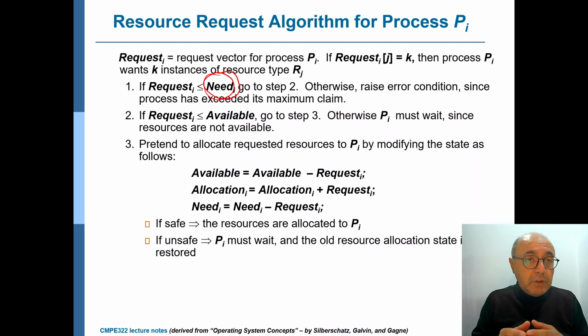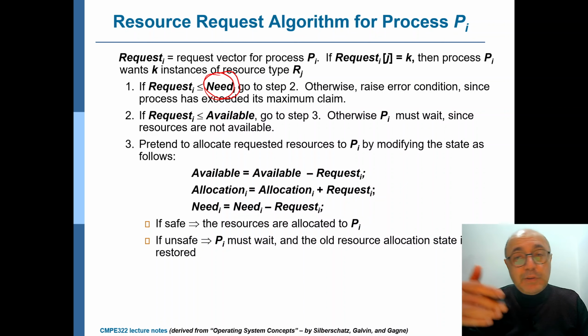If somehow your request exceeds that, there's something wrong somewhere. Either the compiler did something wrong or you just modified something, I don't know what. But this is an illegal attempt, okay? So this is just an extra check. Probably you won't fall into this. But if there's no such problem, which is the normal case, the request should not be exceeding Need i. As I said, that shows a compiler problem.